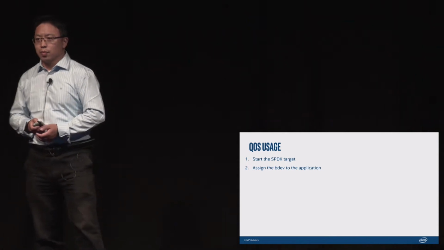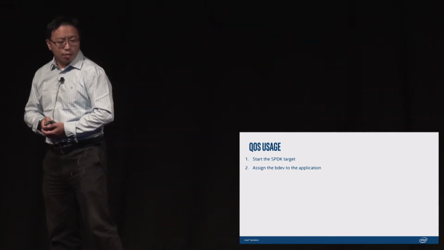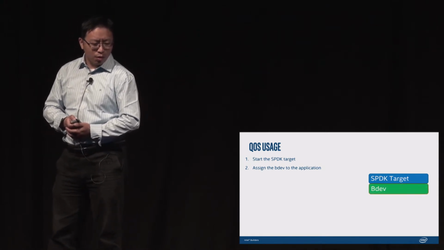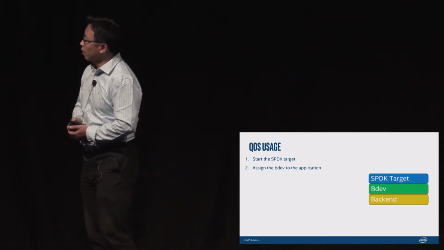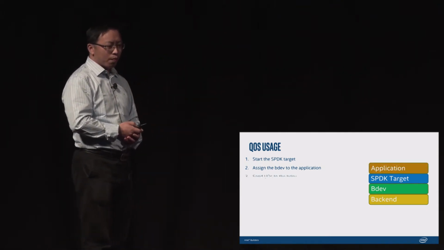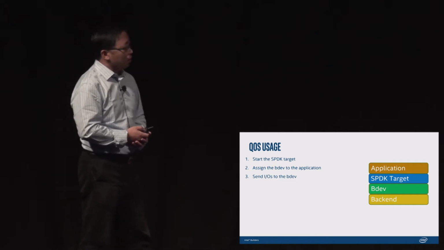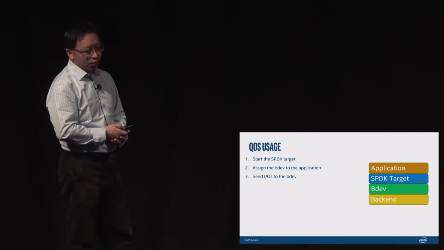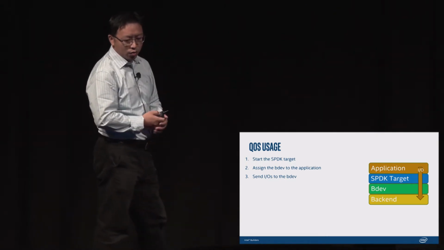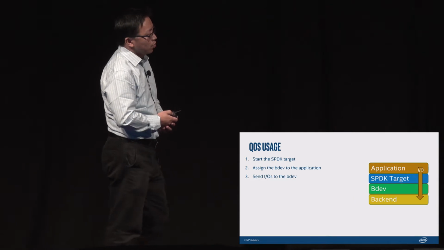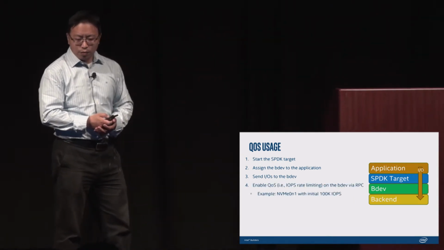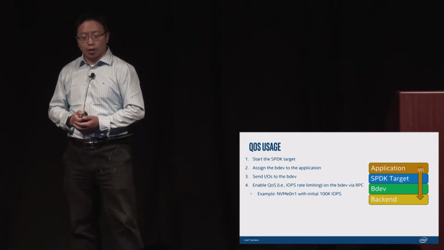First, we start the SPDK app target and assign the Bdev to the application. And we have the target here. We have the Bdev. We have a backend device. And we assign it to the application. And the application starts IO on the Bdev. And if there is no QoS enabled, the IOs will be immediately handled to the backend for the best performance.